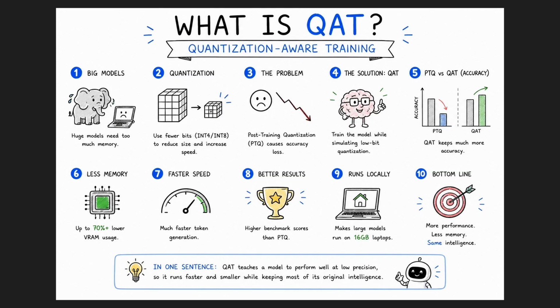QAT stands for Quantization Aware Training. In a nutshell, in one sentence, QAT teaches a model to perform well at very low precision, so it runs faster and smaller while keeping most of its original intelligence. I'd just like to call out, though, that it is keeping most of its original intelligence. It will never be as good as the original, though. But still, for the new, smaller size, you still get so much more.